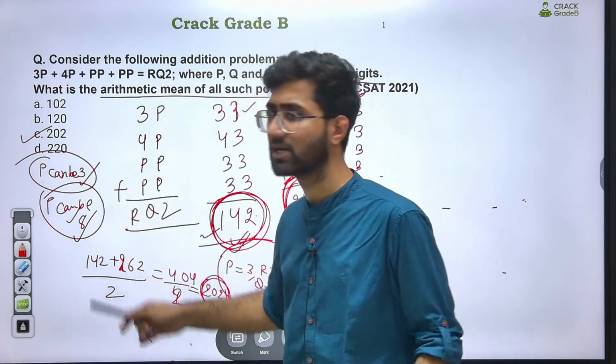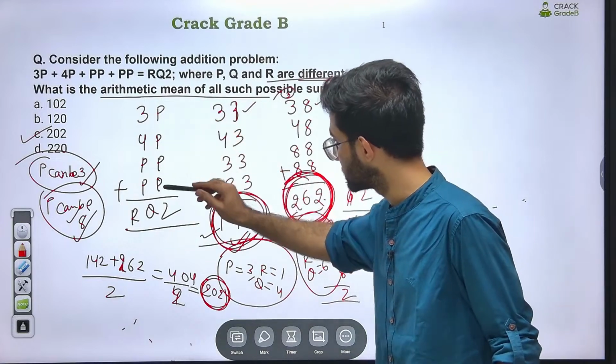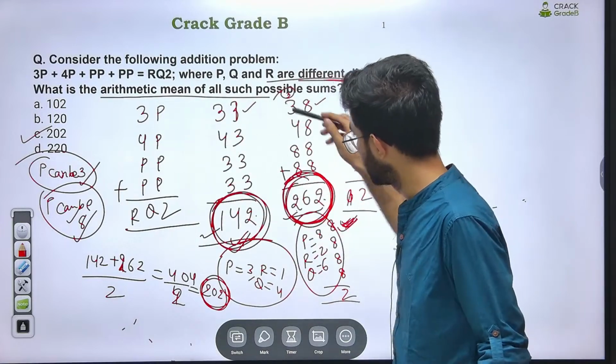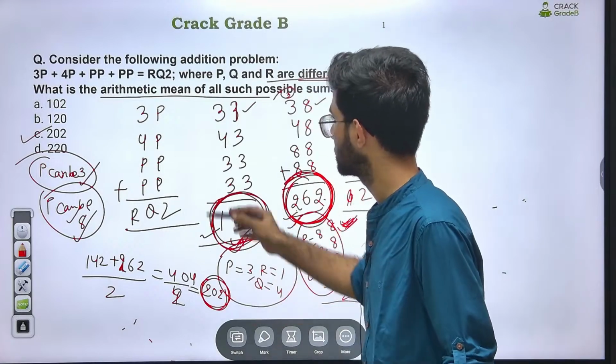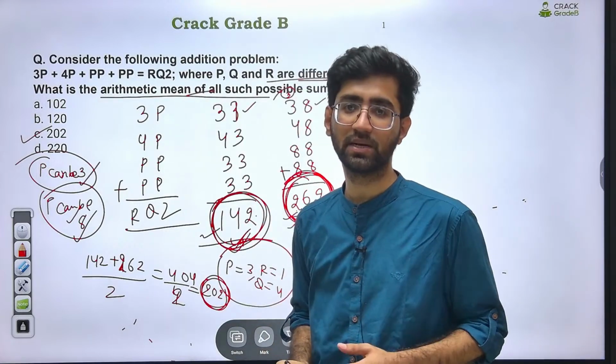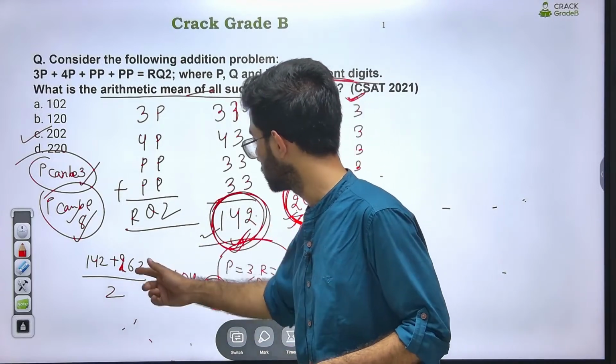Once we found that p can be 3 and p can be 8, we put the value of p as 3 and we put the value of p as 8. So we found two possible sums. And the question was, what is the arithmetic mean of all such possible sums? So we just added these two possible sums.